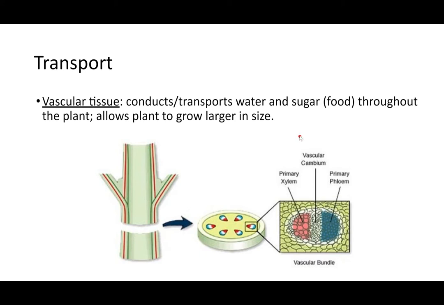Mosses, which are non-vascular, do not have these tubes, right? They are very small. They do not grow very tall because they wouldn't be able to move any of the food or water.